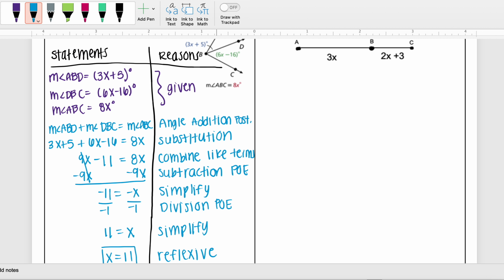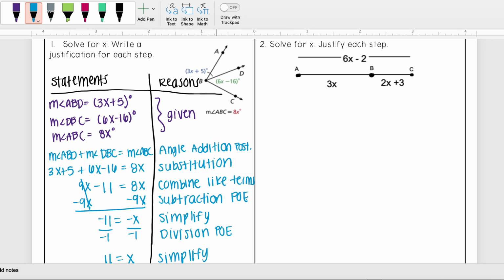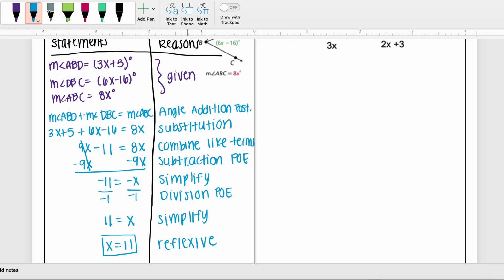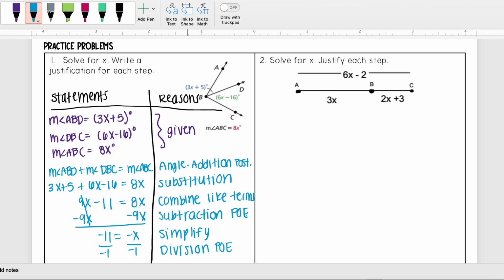So really all what was added from my algebraic proofs that we did last time is I have some different kind of given information. Here it was what those angle measures are equal to. And then I also had this first step here in blue where I had to say that the two angles add up to equal the whole angle by the angle addition postulate, and then using substitution. But from there, it's just like our algebraic proofs. Okay, let's try another one.